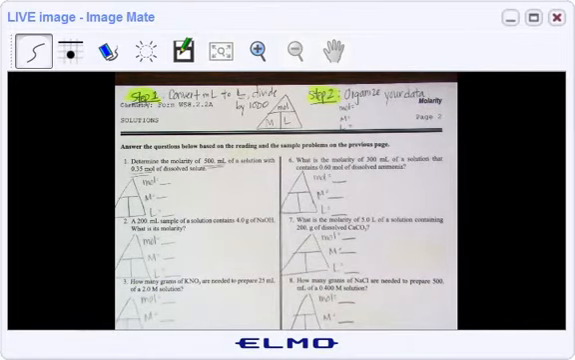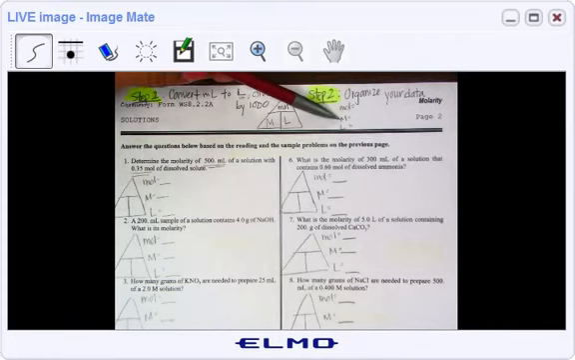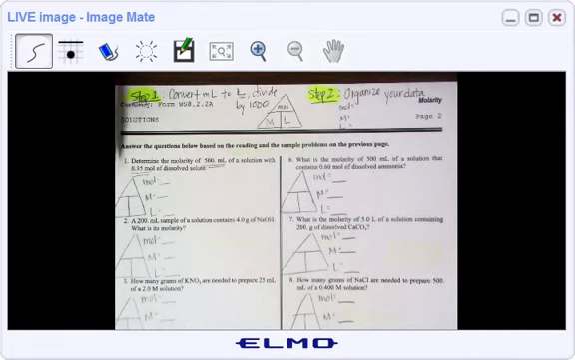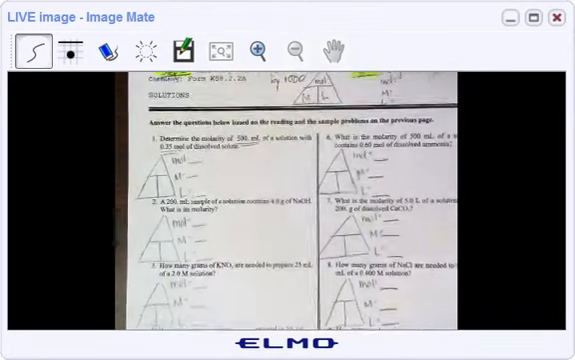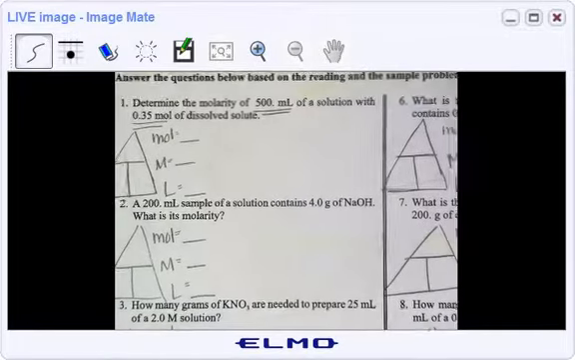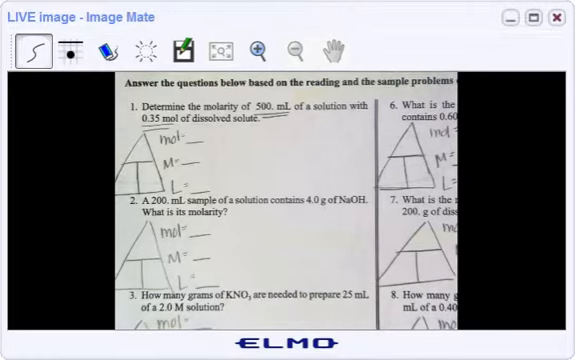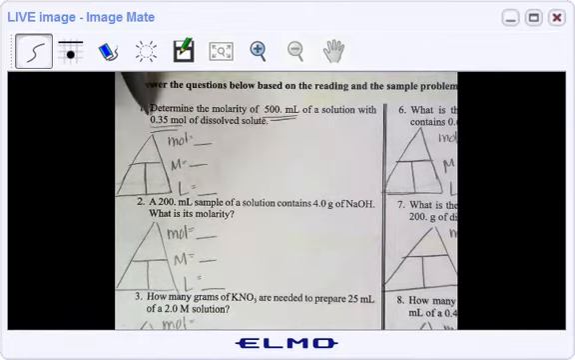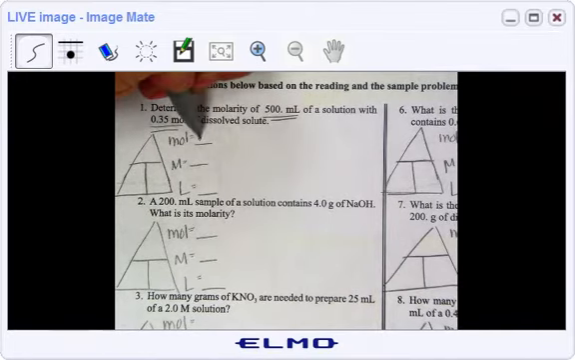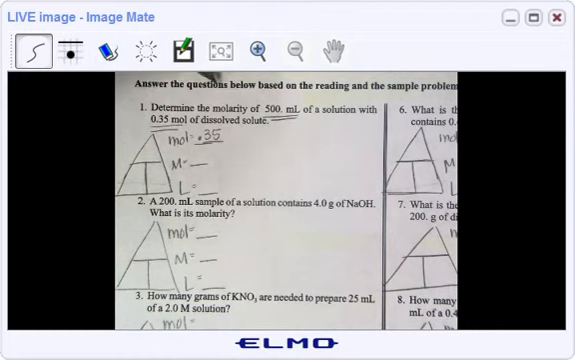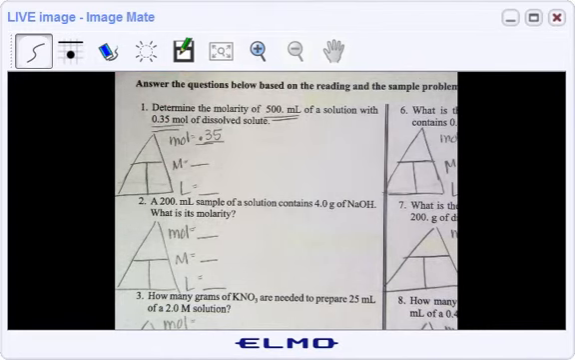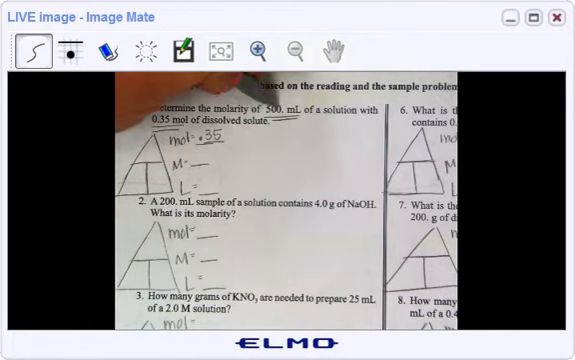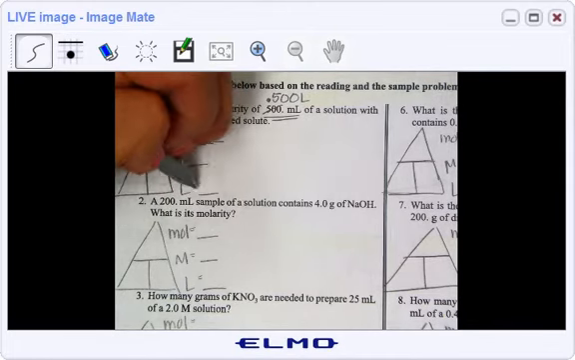Step 2, organize your data, and I put blocks there, spaces there for you. Mole, molarity, liter. I'll go ahead and work number 1 with you. I'm not even going to read the question. I'm just going to find the numbers that I need. Okay? So I'm going to put them where they belong. 0.35 moles, that would go where the mole space is. 500 milliliters, go to step 1, convert to liters. Okay, so it should be 0.500 liters. That's going to go where the capital L is.